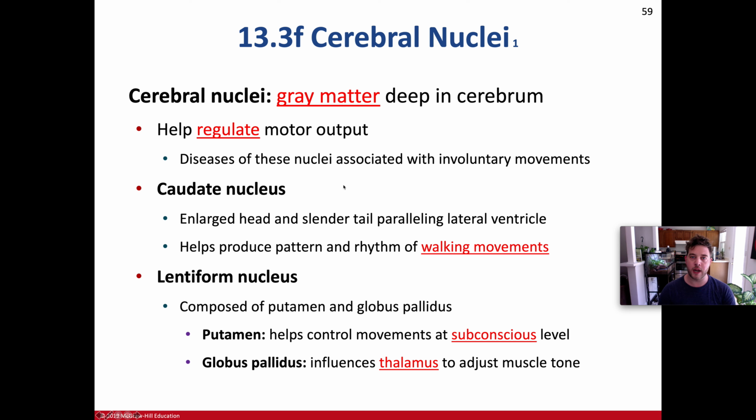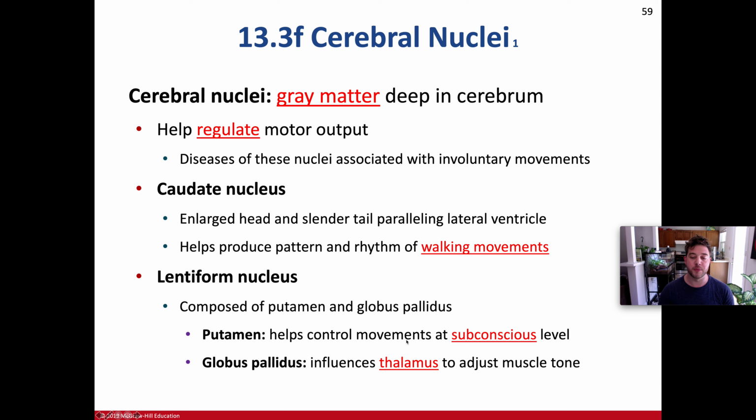These help to regulate motor output. Disease of these nuclei are associated with involuntary movements, Parkinson's specifically. There are different parts to it. You have your caudate nucleus, which is an enlarged head and center tail paralleling the lateral ventricle. It helps to control the pattern and rhythm of walking movements. So as an infant, we're learning how to walk. We start establishing that pattern. And then now as adults, we can walk and we don't really have to think about that coordination of our whole body. It also contains the lentiform nucleus, which has both the putamen and the globus pallidus.